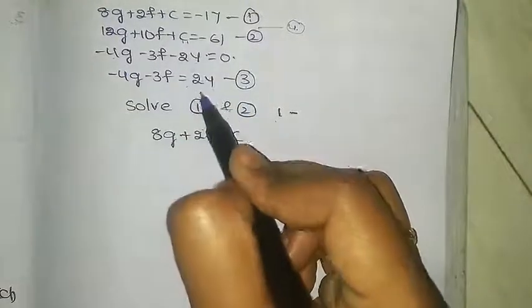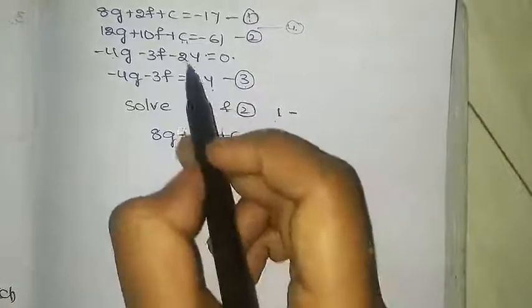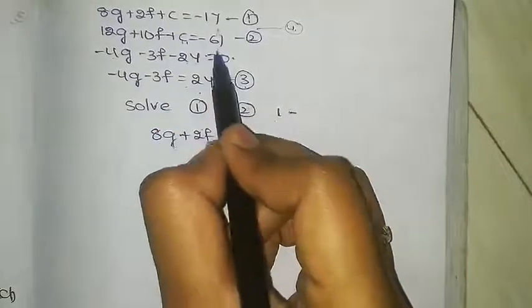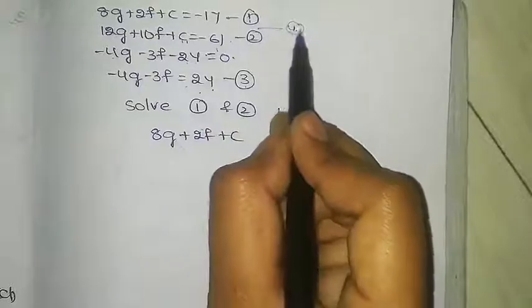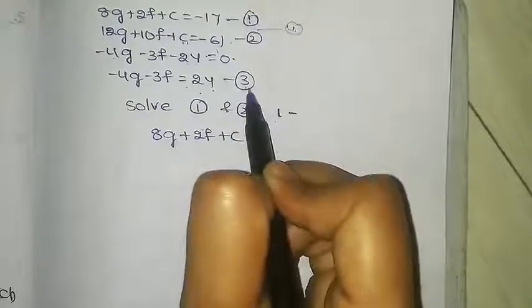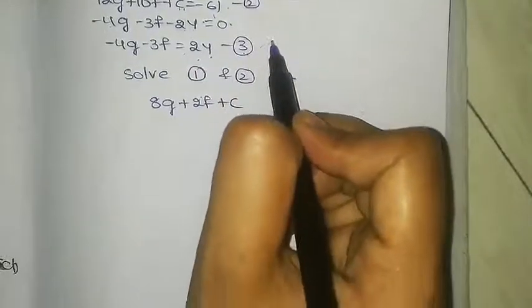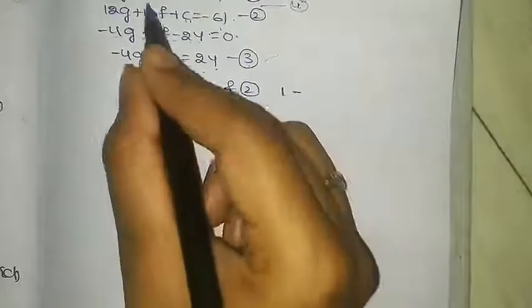I have converted the third equation by sending 24 to this side. First of all, we have to solve 1 and 2. From 1 and 2, we get equation number 4. And by solving 4 and 3, we get the g and f values. So solve 1 and 2.